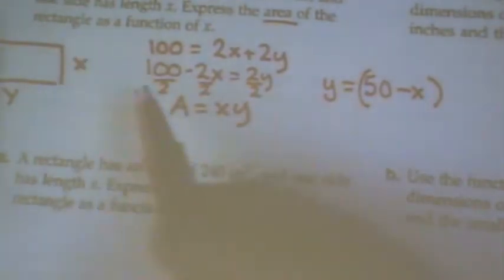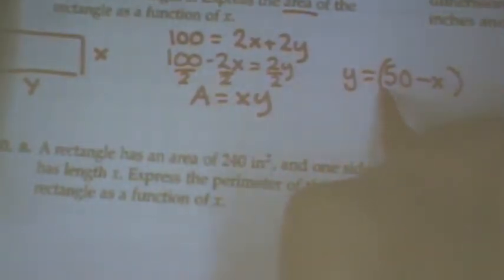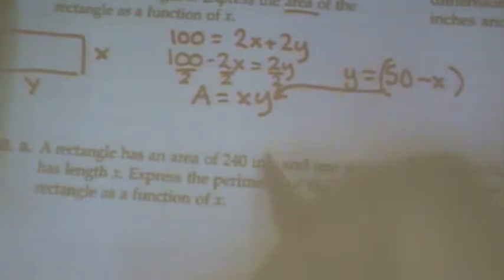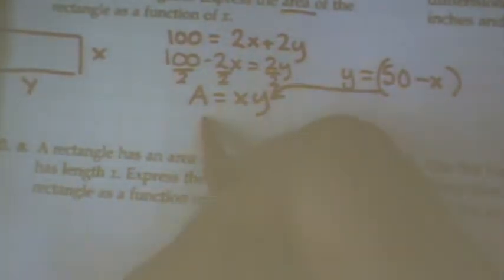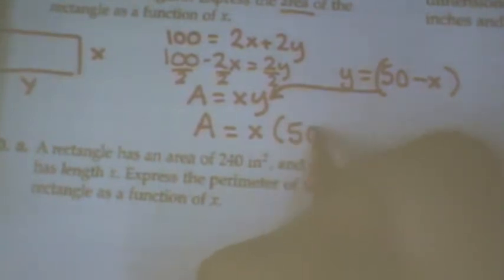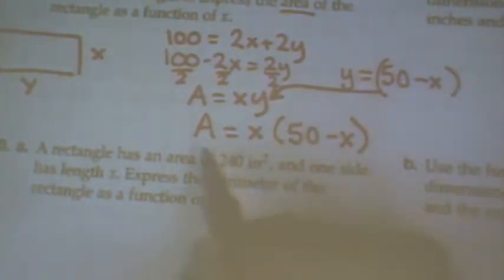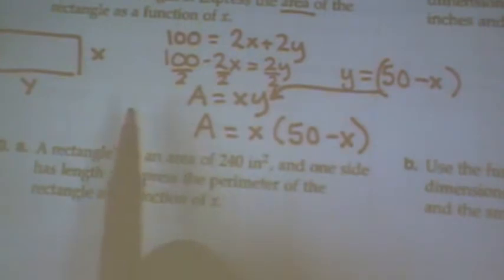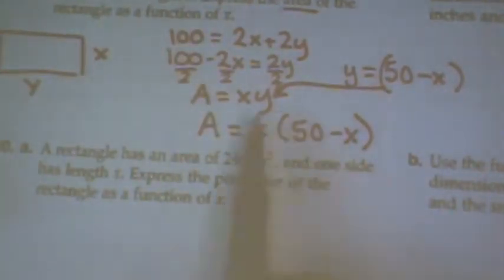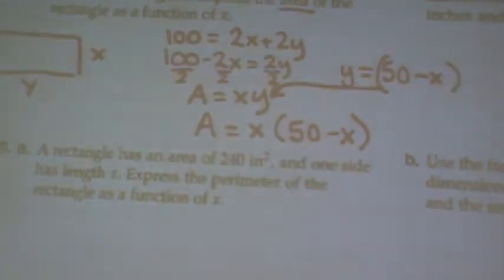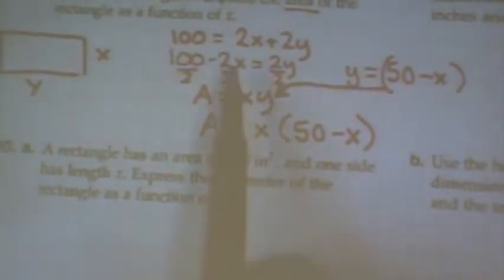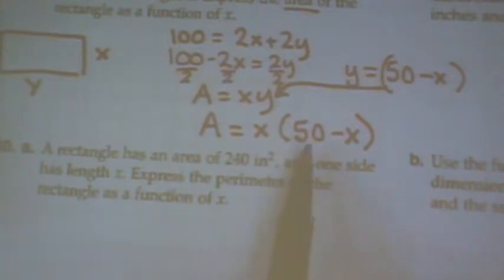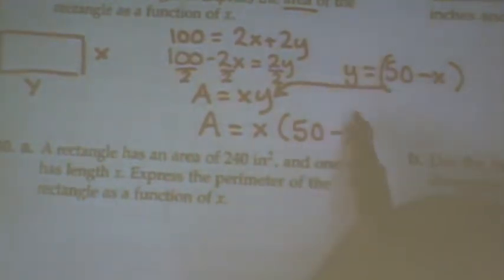So now we're going to express the area of this rectangle as a function of x. We're going to plug that in here for y. So area is equal to x times 50 minus x. This is the answer to question A. We are expressing this area as a function of x. Got it? So you solve for perimeter, solve for y, and then write the equation for area and plug one into the other.